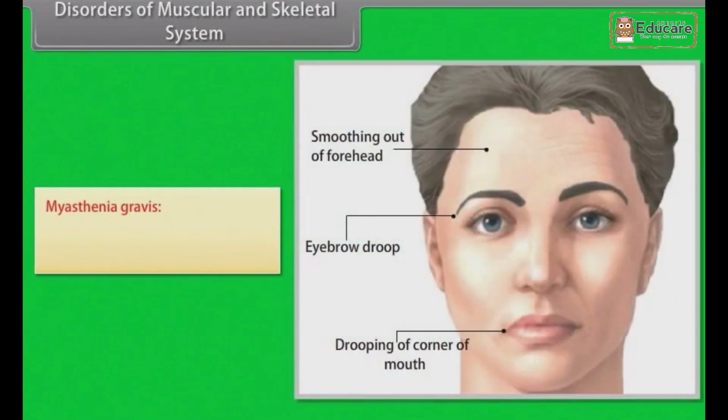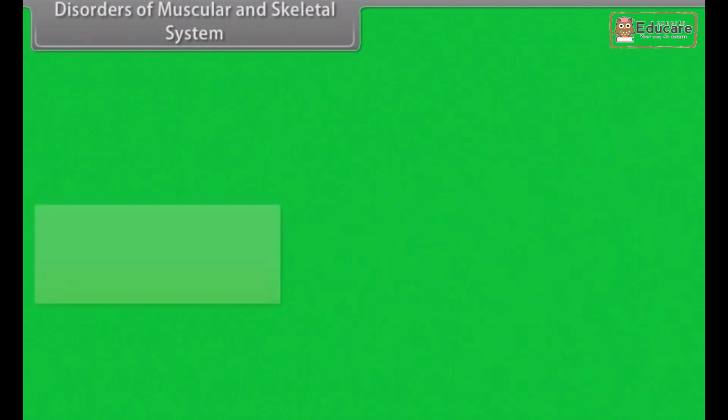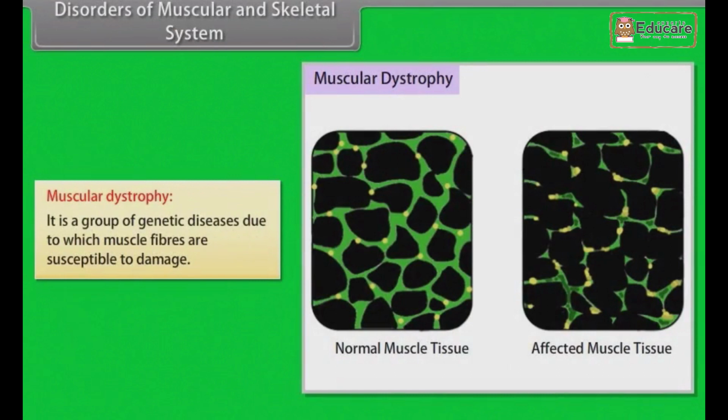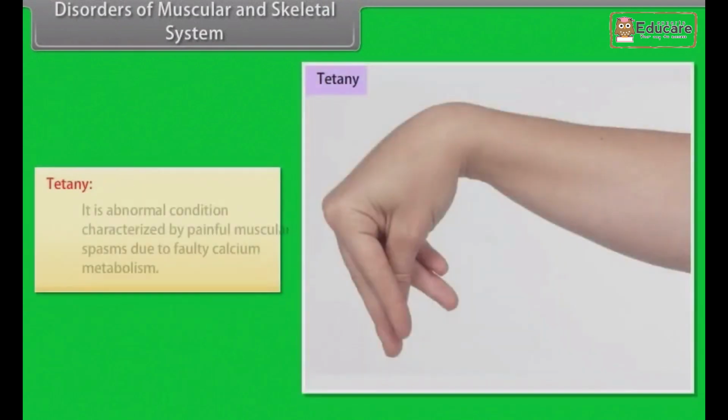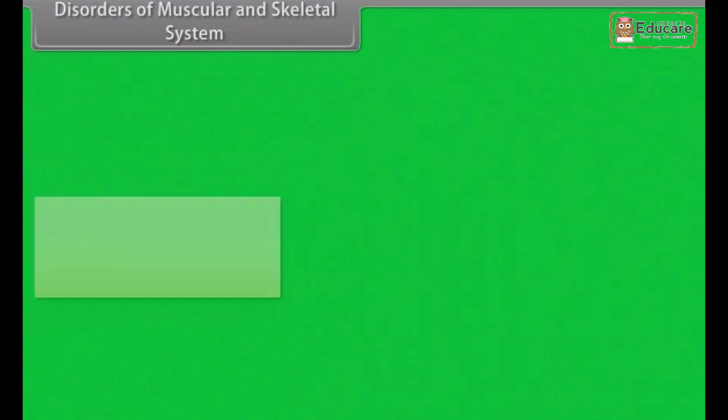Disorders of muscular and skeletal system. Myasthenia gravis. It is an autoimmune disease that causes weakness of muscles. Muscular dystrophy. It is a group of genetic diseases due to which muscle fibers are susceptible to damage. Tetany. It is an abnormal condition characterized by painful muscular spasms due to faulty calcium metabolism.